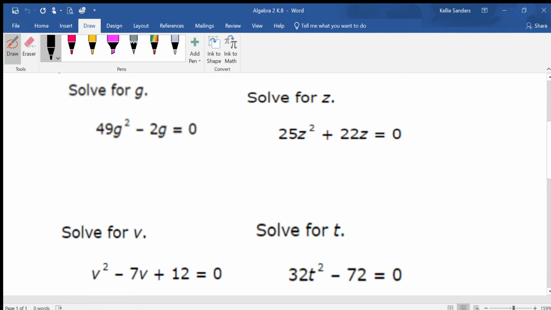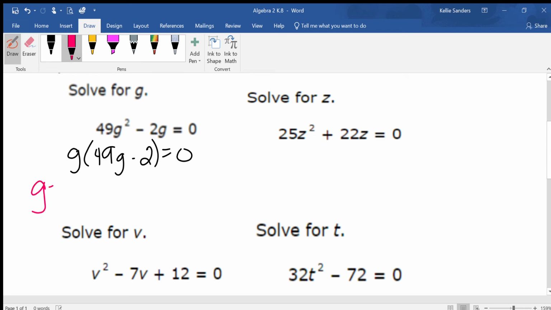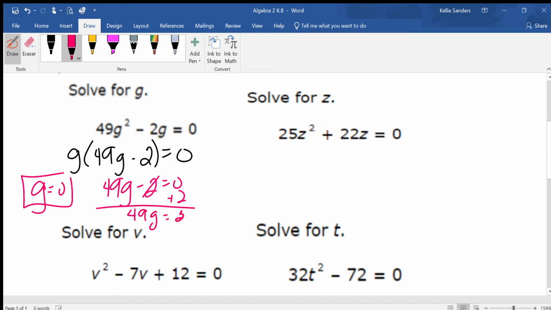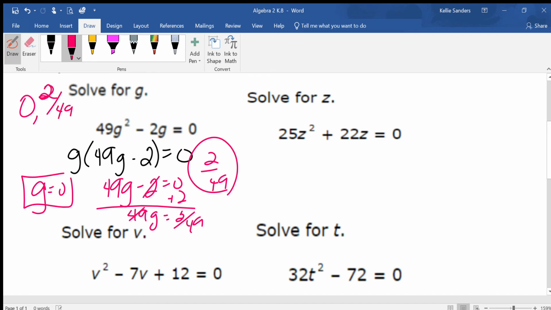In 49 and 2, nothing goes into 49 and 2 besides 1, but there is a g in both of those. So we're going to take a g out. And now that it's factored, we're going to do what we did in case 7 and find our zeros. So this one is g equals 0. And then we set 49g minus 2 equal to 0. We add 2, and then we divide by 49. So 2 over 49. So in your box, you can put 0, 2 over 49, or you can put 2 over 49, 0. It doesn't matter which one.